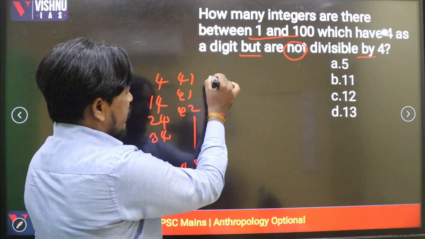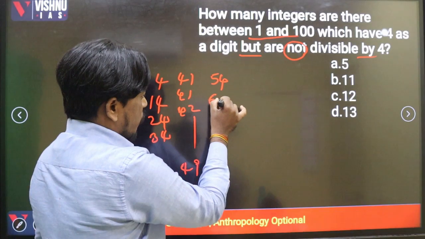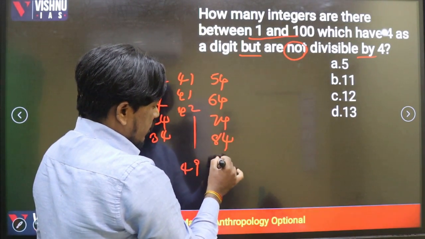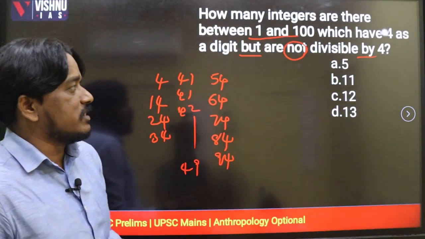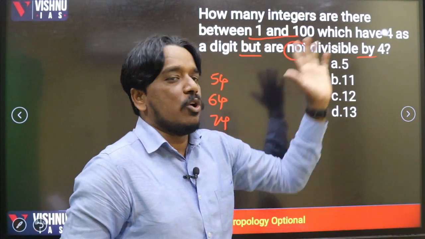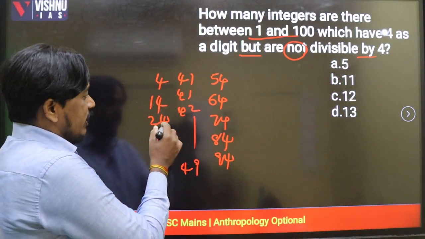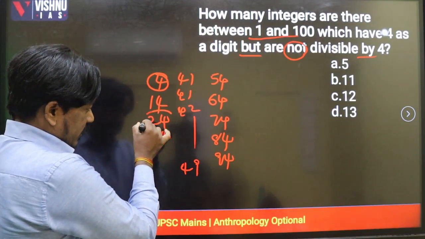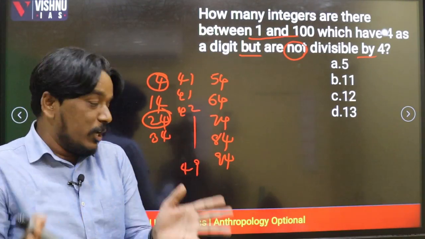Up to 100, next we take 54, 64, 74, 84 and 94; up to 100 only we have to consider. After taking all these numbers, we check which are divisible by 4 and which are not. What are the numbers divisible by 4 if you eliminate them here?